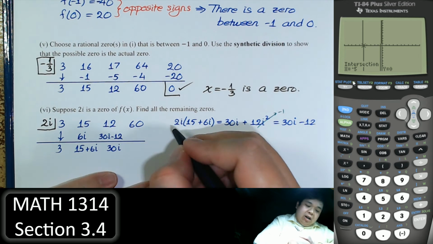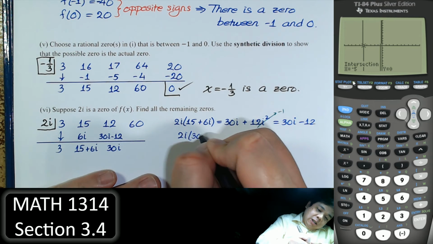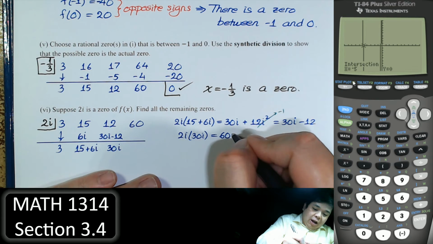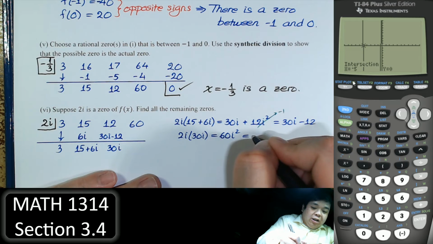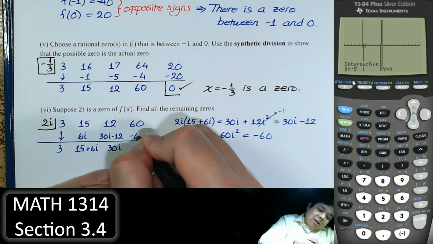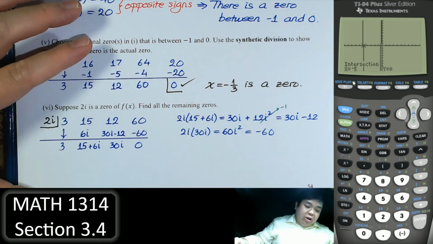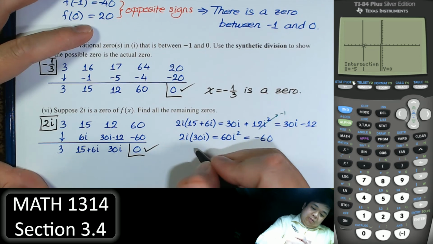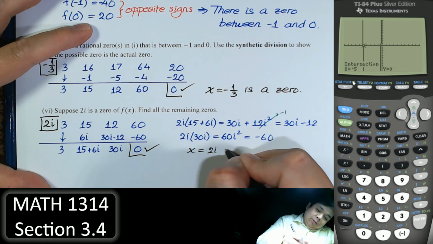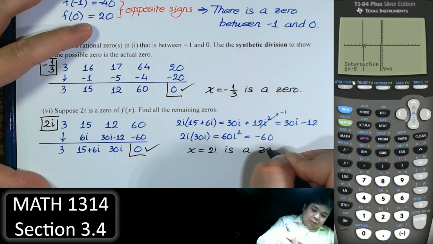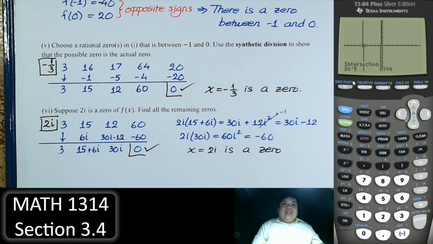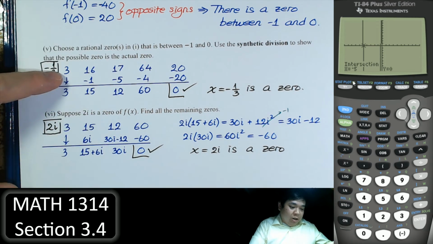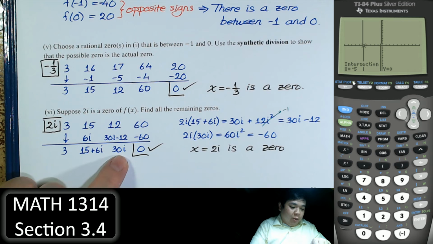Now 2i times 30i gives us 60 i squared. i squared is -1, so that's just -60. So that certainly works for imaginary as well. Now if this is a 0, then 2i is a 0. The nice thing about this is we can just keep going with the quotient, right? We don't go back to the original. We just keep going with what we have. Now we keep going with this.